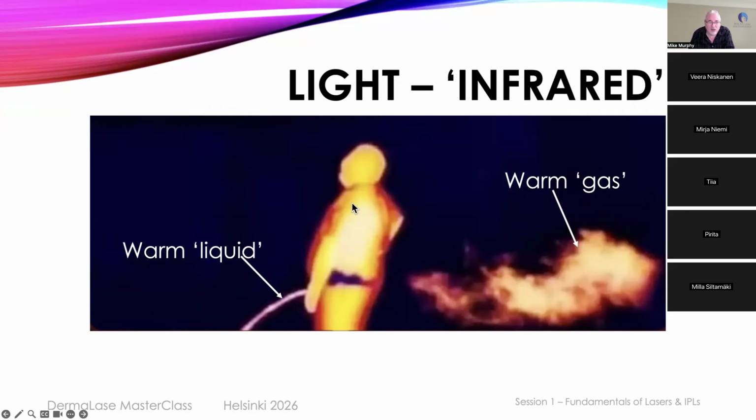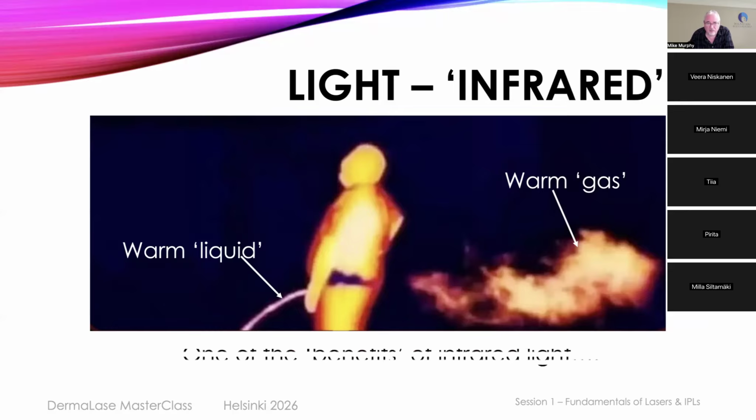So this chap was recorded using an infrared camera, and for some reason he's ejecting some warm liquid, because you can see the heat from the liquid. And also at the same time, he's ejecting some warm gas. Now, you wouldn't see that with the human eye because we can't see infrared, but the camera picked it up, so he was caught and nailed. One of the benefits of infrared light.